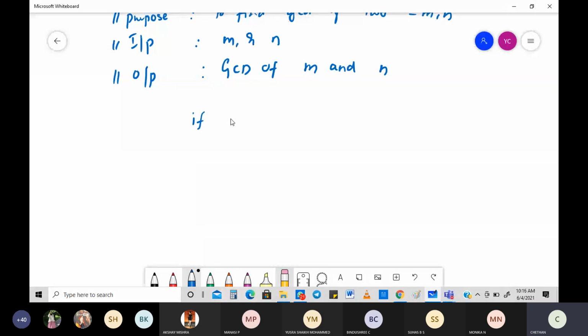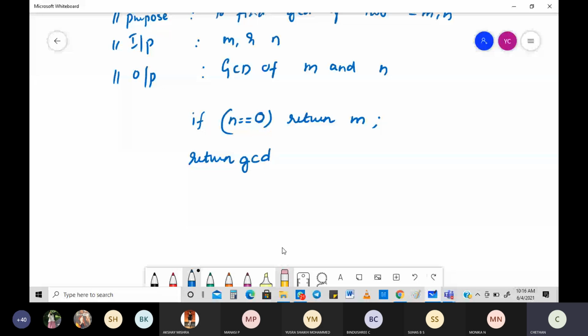If N equal to 0, what are you going to return? You are going to return M. Otherwise, what are you going to do? Otherwise, you are going to return GCD of. Be careful with that.